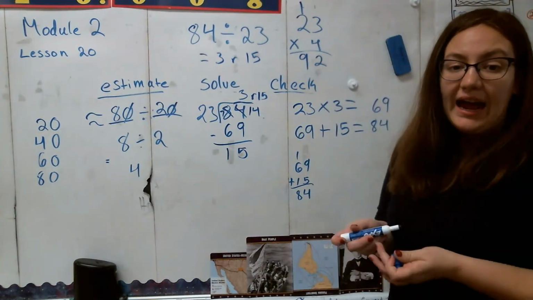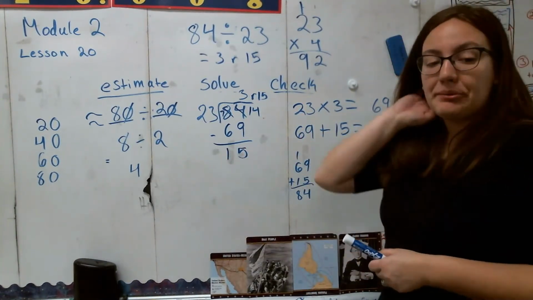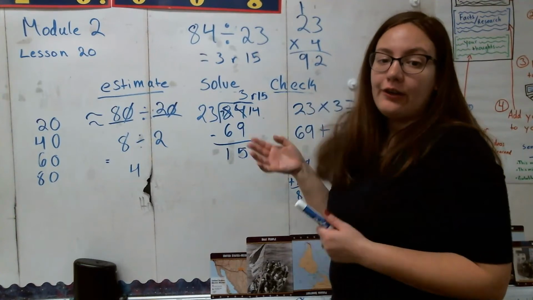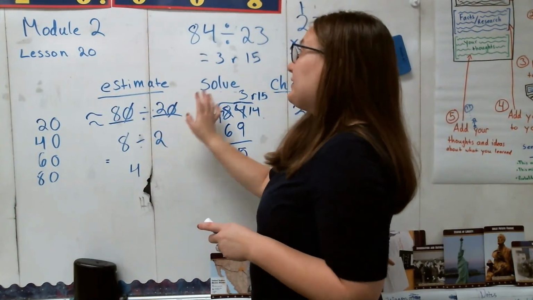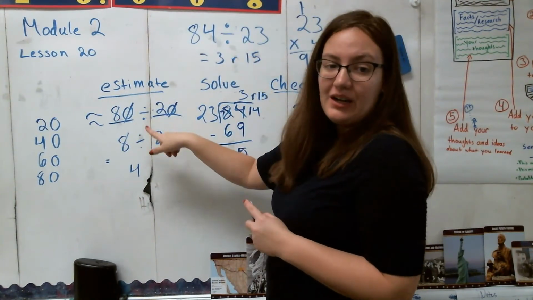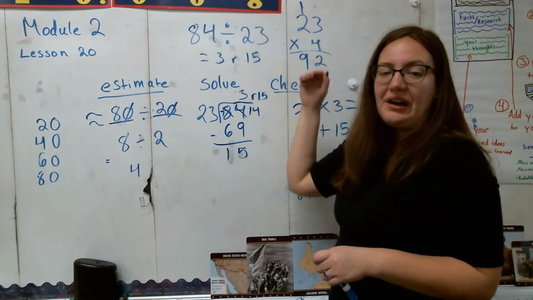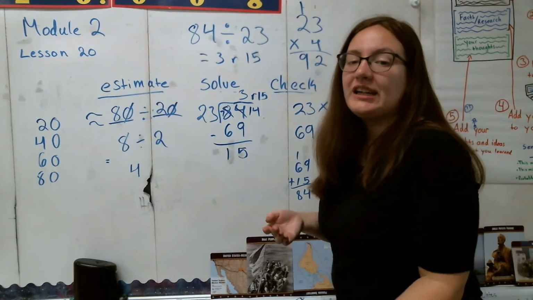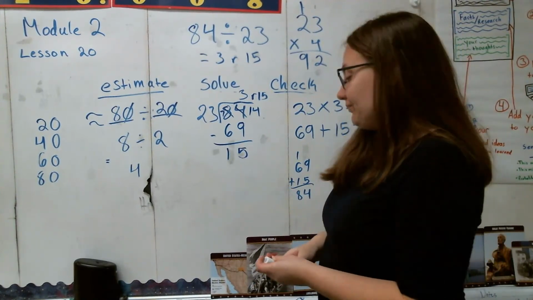So as you can see, what we're doing over here is pretty much exactly the same from lesson 19. The only difference is the way that you are estimating. You're not just copying down this number here and then finding the multiples of that. You're changing your numbers, you're rounding them just a little bit, but you can kind of break the rules of rounding to help you out if you need to.